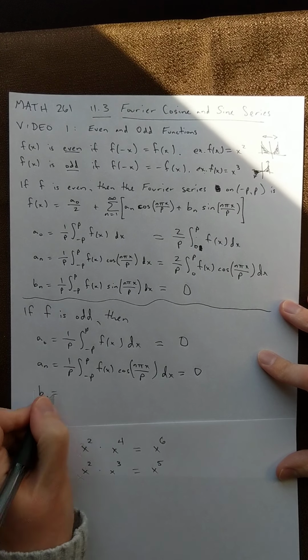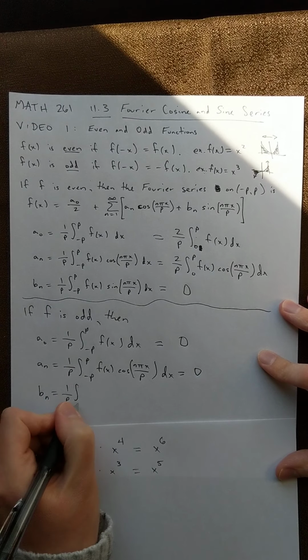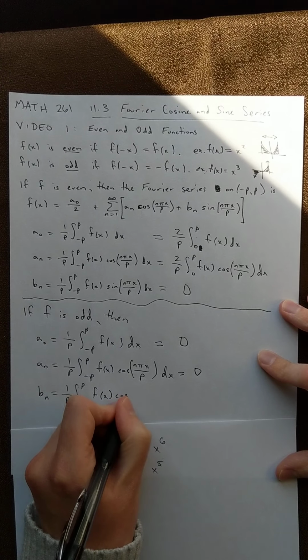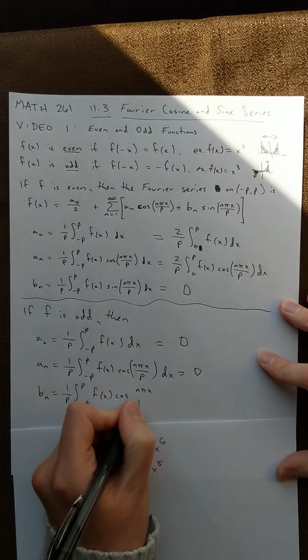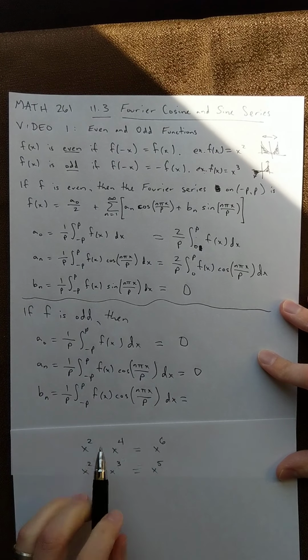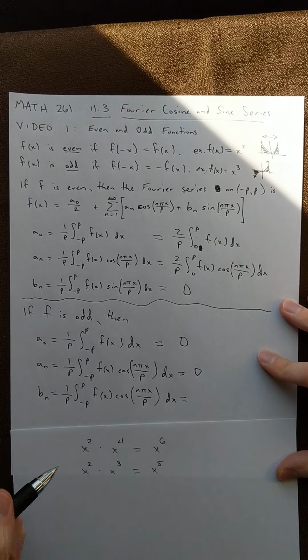And lastly, bn, 1 over p, integral from -p to p, f of x sine n pi x over p dx is going to be an odd function.